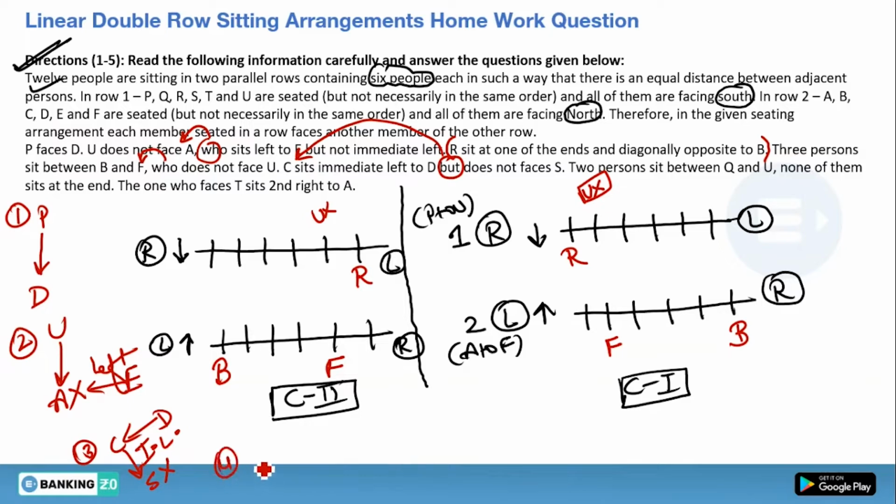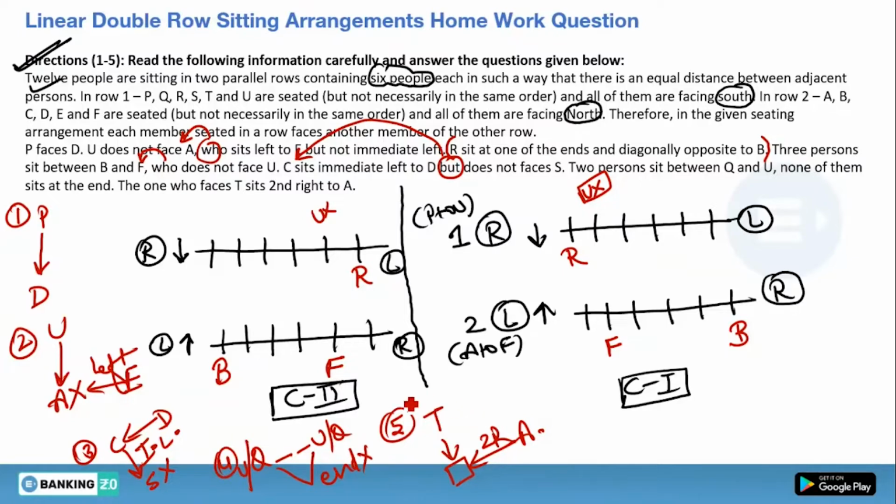So fourth hint is this: between Q and U, there are two persons. Okay. So U can come over here and Q can go over there also. And both of them do not sit at the end. Okay. The one who faces T sits second right of A. So fifth hint is this: the person who is facing T is sitting second right to A.